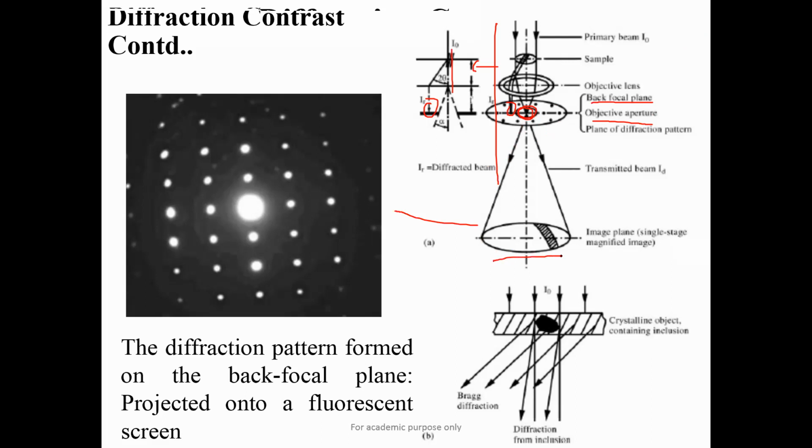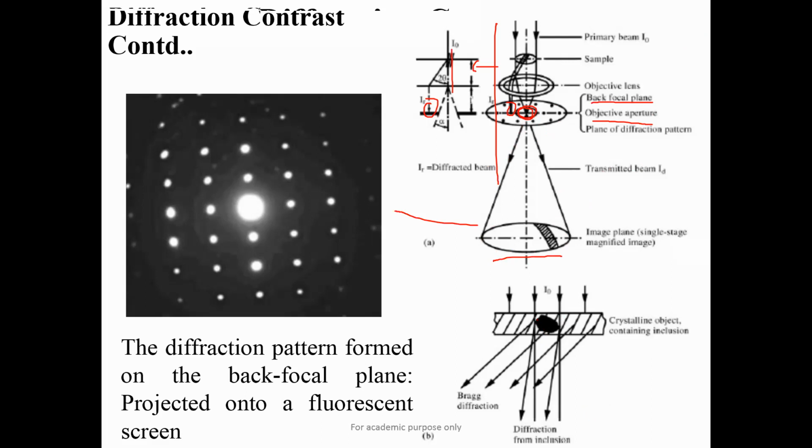Basically there are two planes in your machine: one is the image plane and the second one is the back focal plane. If we focus the back focal plane on the screen, we will get a SAD pattern. If we focus just the image part, we will get an image like here.